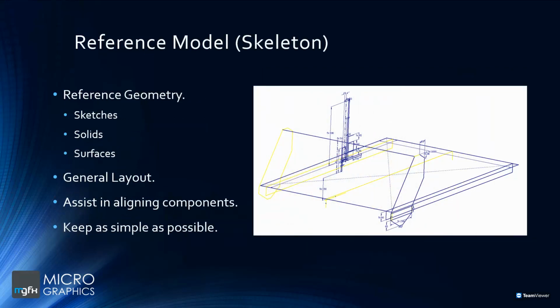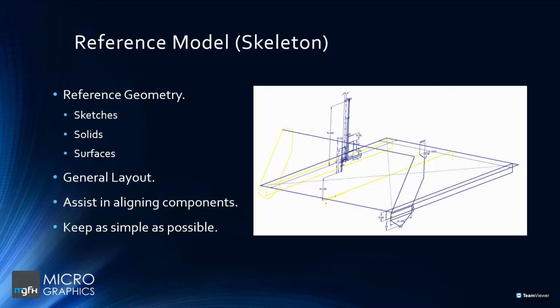And what we'll look at next is the reference model, the skeleton. How do you go about designing that skeleton? In the image here on the right-hand side, I've got a skeleton model with a couple of sketches in it. And this is kind of the start of the layout. This is actually a CNC router, and the sketches there represent different components or different portions of the router.